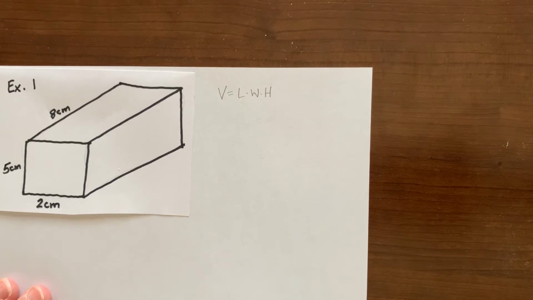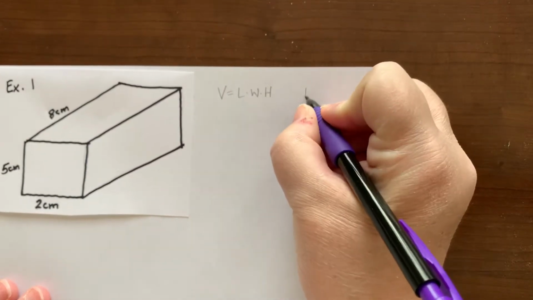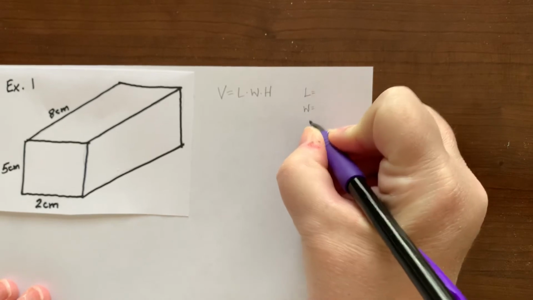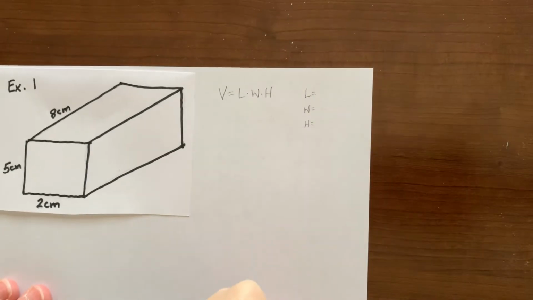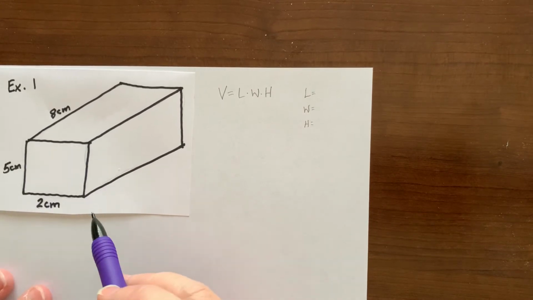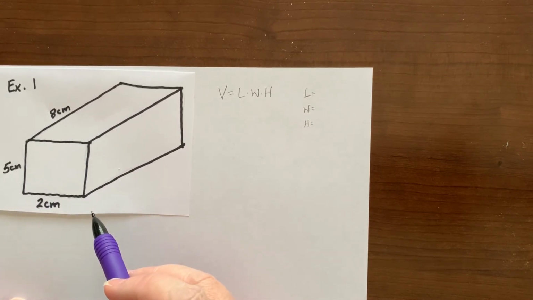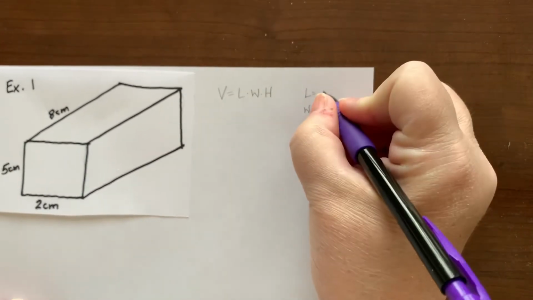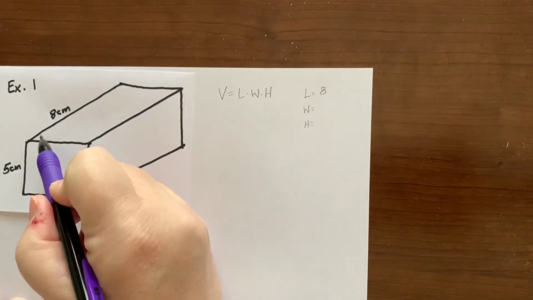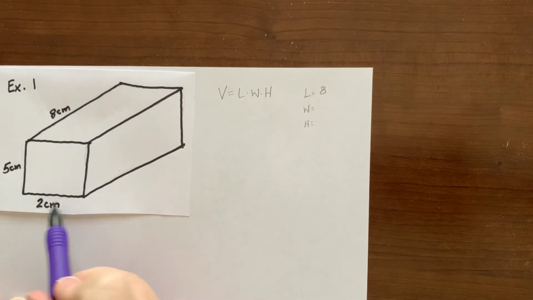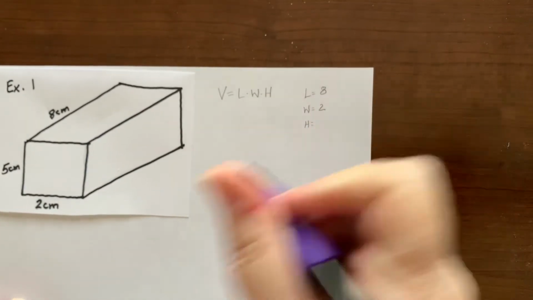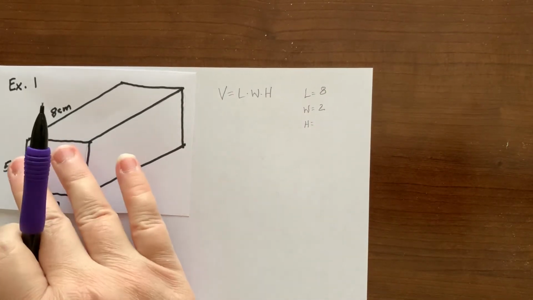get the same result. So I'm going to make myself a little love note over here though, like I did with surface area, to label my length and my width and my height. That way I make sure that I've used all 3 numbers that I have in my example. So I'm going to call the length 8 because that's the longest piece. I'm going to call my width 2, and I'm going to call my height 5.